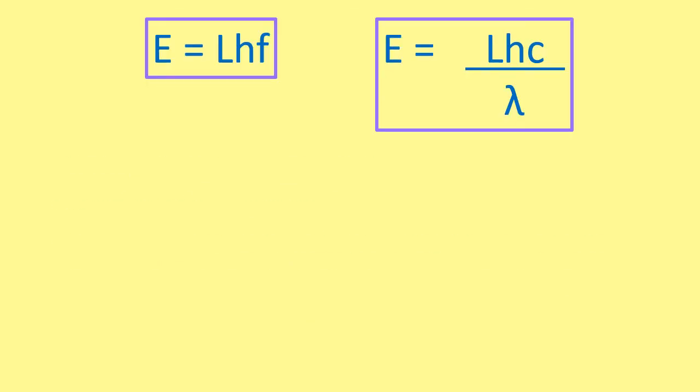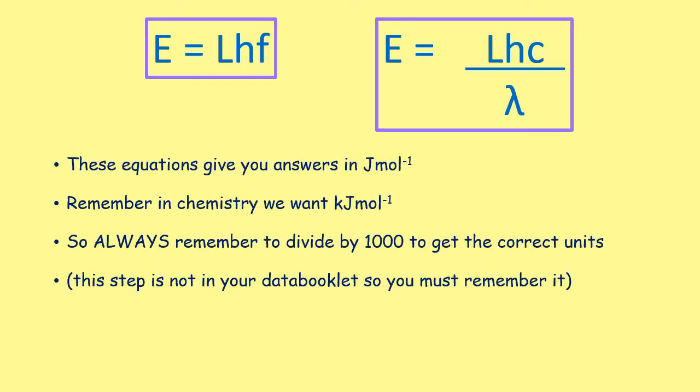Now, when we use these equations, annoyingly, it still only gives us values in joules. That L is what gives us our value per mole, but we don't yet have kilojoules, we only have joules. So if we want to do the conversion into kilojoules, we must divide by 1,000. Now that step of dividing by 1,000 is not in your data booklet. You need to remember that the energy equations only ever give you values in joules. So if you want kilojoules, you need to divide by 1,000.